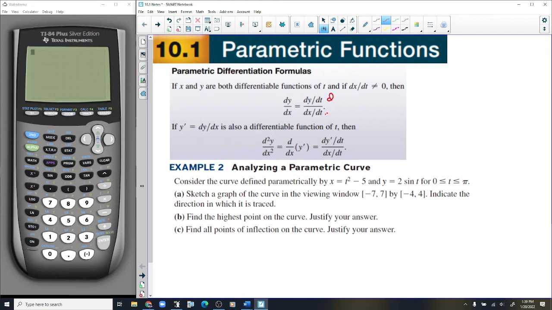Now, these differentials kind of work like variables, where you could multiply the top and bottom by dt, and that's where you would get dy/dx out of that. Of course, we're not going to do that, but that's kind of how it works.